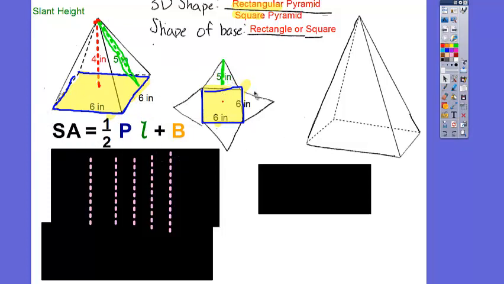So if they give you the net, you actually don't need to use this formula. You can just find the area of each of the parts. But if they give you the 3D figure, you could use just the area or you could use the formula. So let's fill out the formula as we go.